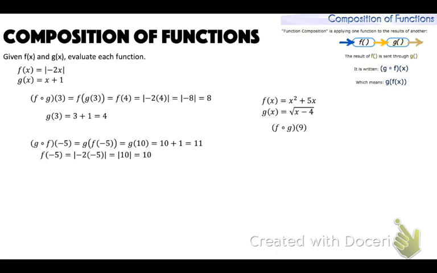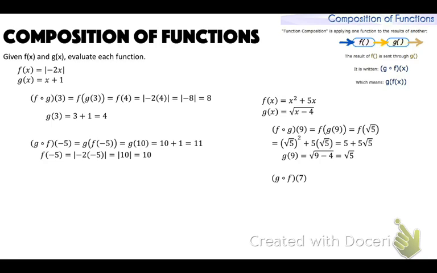Okay, this one right here, so f of g of 9. So that means I'm going to find g of 9 first, and then plug it into f. So g of 9 is the square root of 9 minus 4, which is the square root of 5. I'm going to leave it as the square root of 5. Okay? So then I'm going to plug that into f, which is going to be the square root of 5 squared plus 5 times the square root of 5, where the square root of 5 squared is 5. 5 times the square root of 5 we're just going to leave as 5 square roots of 5.